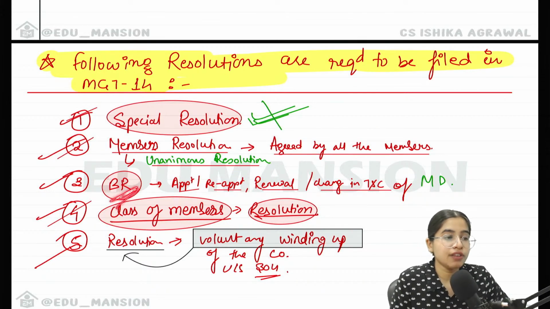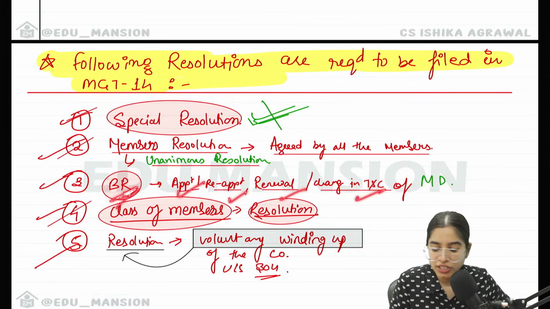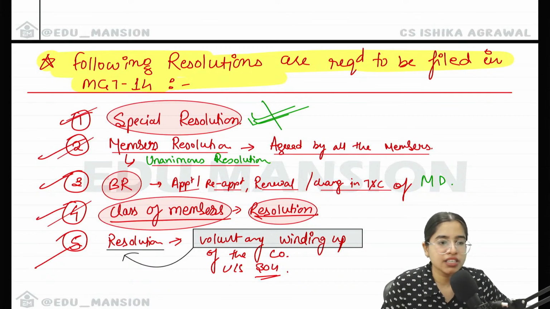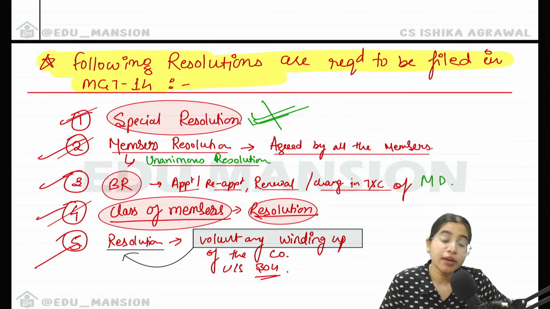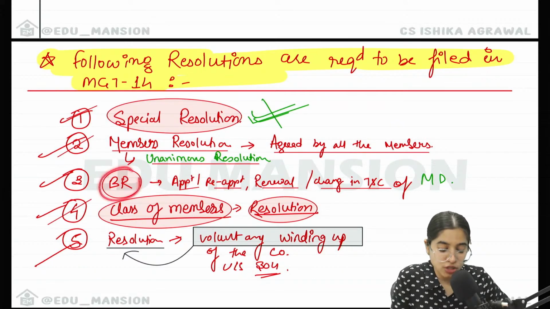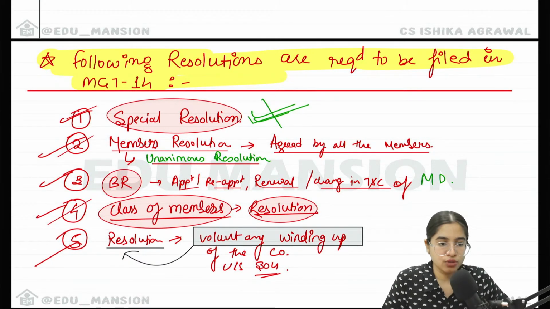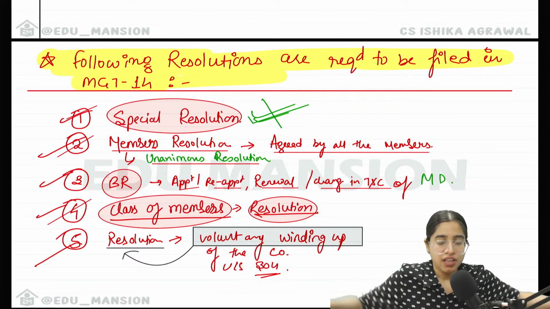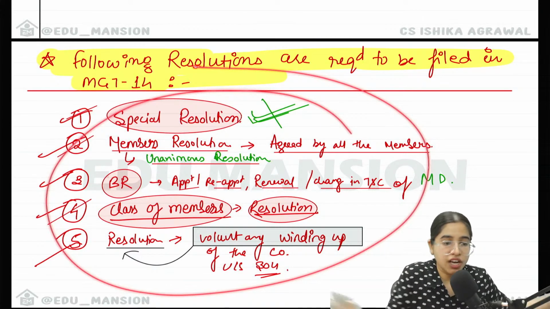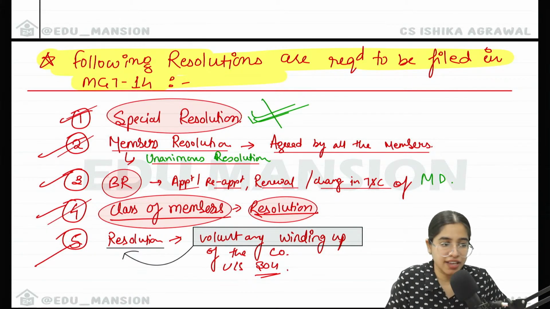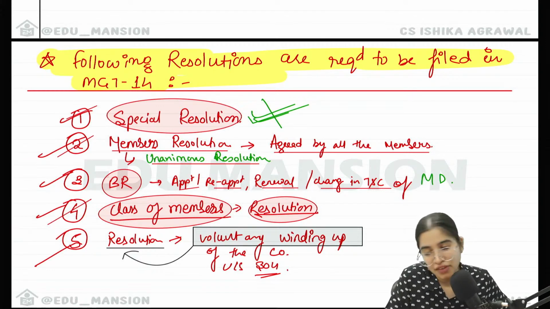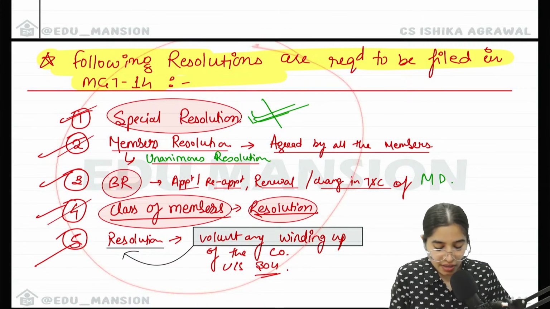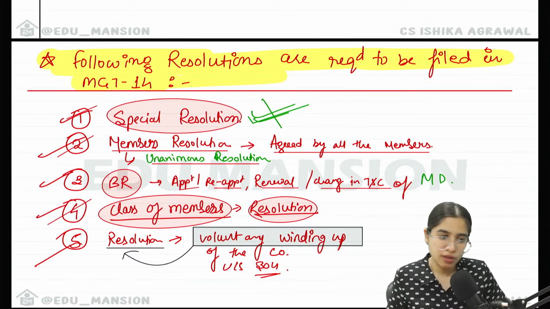Next, you have studied that whenever you pass a BR for the appointment, reappointment, renewal or change in terms and conditions of MD. So for appointing a managing director, you have to pass a BR, and that board resolution for appointment or reappointment of MD also has to be filed to the ROC within 30 days in the form MGT 14. So MGT 14 is not only for SR, it is for all of these. MGT 14 is required not only in the case of SR but in all these cases. So if any BR is passed for appointment or reappointment of MD, then also MGT 14 is required.